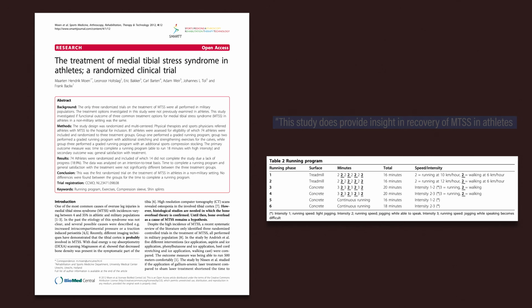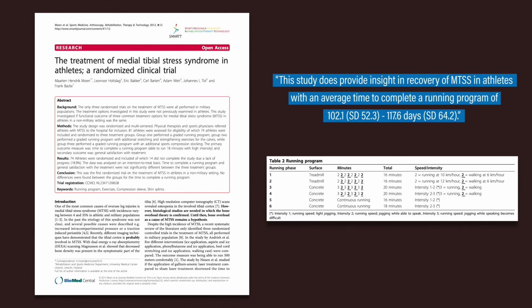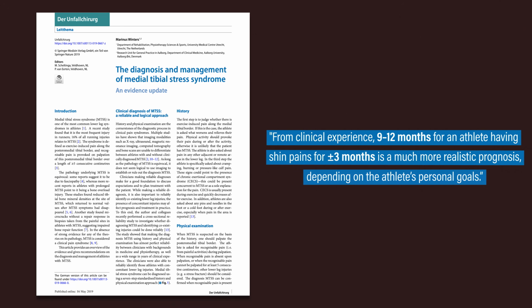The process to get back to your previous level of function requires time, patience, and commitment to a structured plan. Research by Moen et al. in 2012 found that it took participants over 100 days to complete a running program that concluded with their ability to run 18 minutes on concrete at a high intensity. In 2019, Winter suggested that rehab may take 9 to 12 months for someone who has been experiencing symptoms for 3 months or longer. I'm telling you this information so you set realistic expectations.